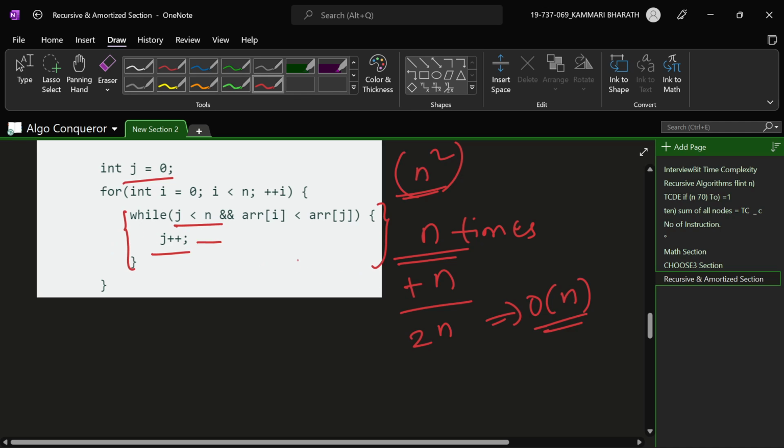Why O of n, not O of n square? Because this loop is not executing every single time. J is not initialized every single time here. It was initialized at the start of the execution, and it is incremented until it becomes greater than or equal to n. So this instruction can only be executed at max for n times in the whole execution, and this for loop executes for another n times, right? So total 2n, which is order of n. I hope you got the point.